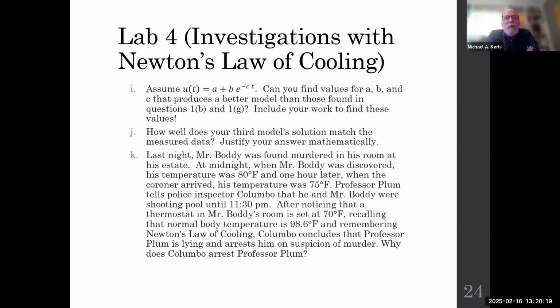This next question here, this is something I've given in various forms. I have Inspector Columbo, and I use the characters from the game Clue. And so Columbo is this police inspector, and you're trying to figure out how Columbo can determine that Professor Plum is lying and he killed Mr. Body. And so this is a nice application of Newton's law of cooling.